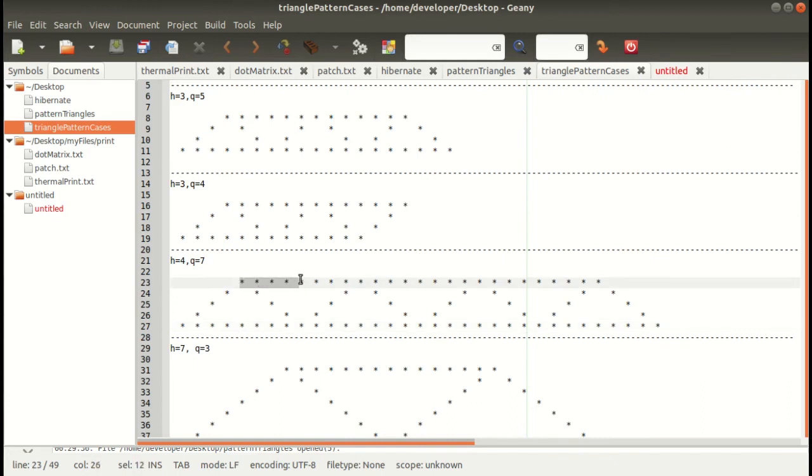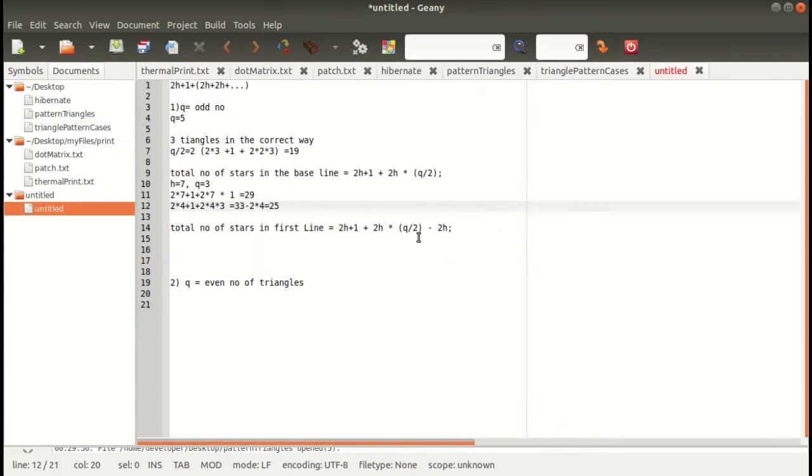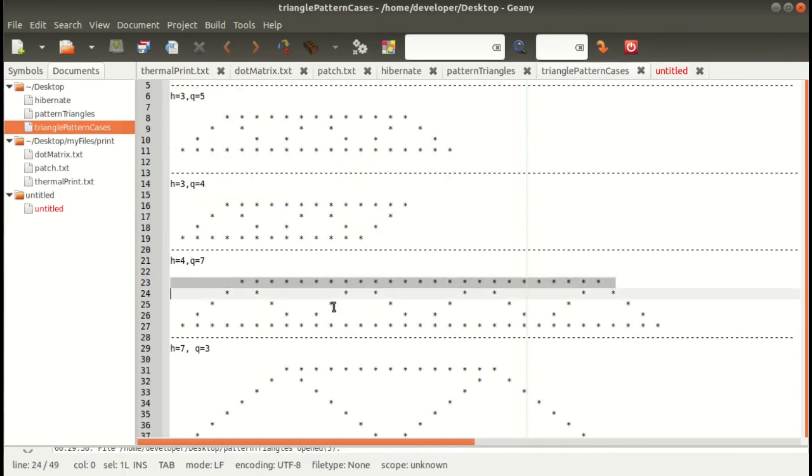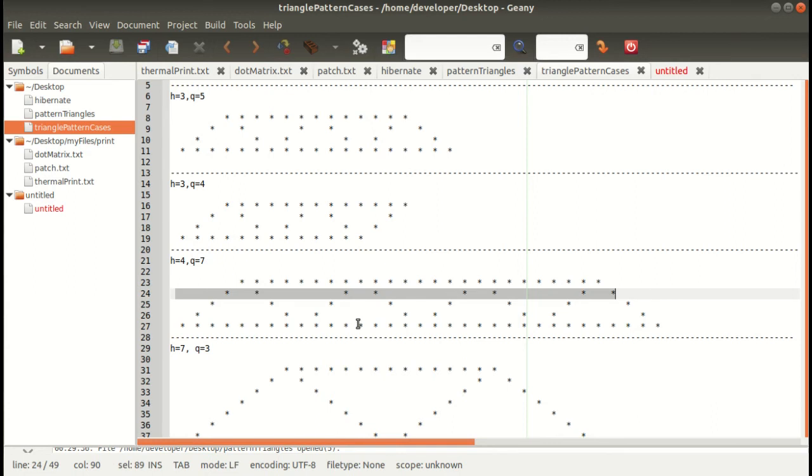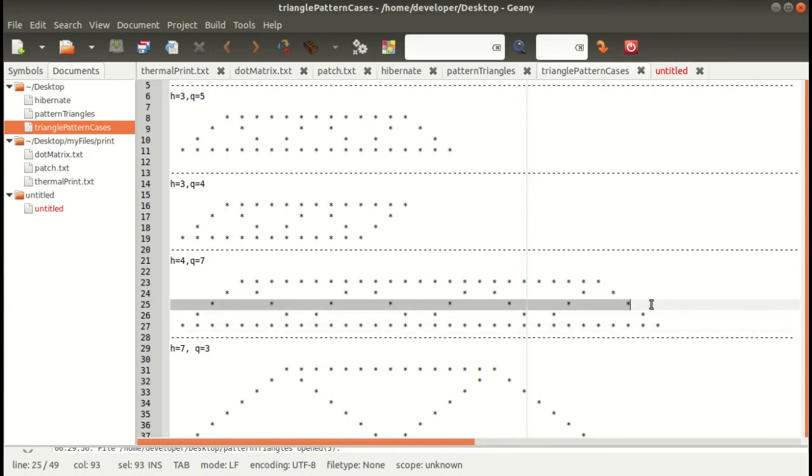We shall count them. 10 and 5. Right, we have 25 stars here. So you got it, right? Total number of stars in baseline, this thing. Total number of stars in the first line, this thing. Now we need to find, we are done with the first line and last line. We need to check how we need to print this line and the lines in the middle.